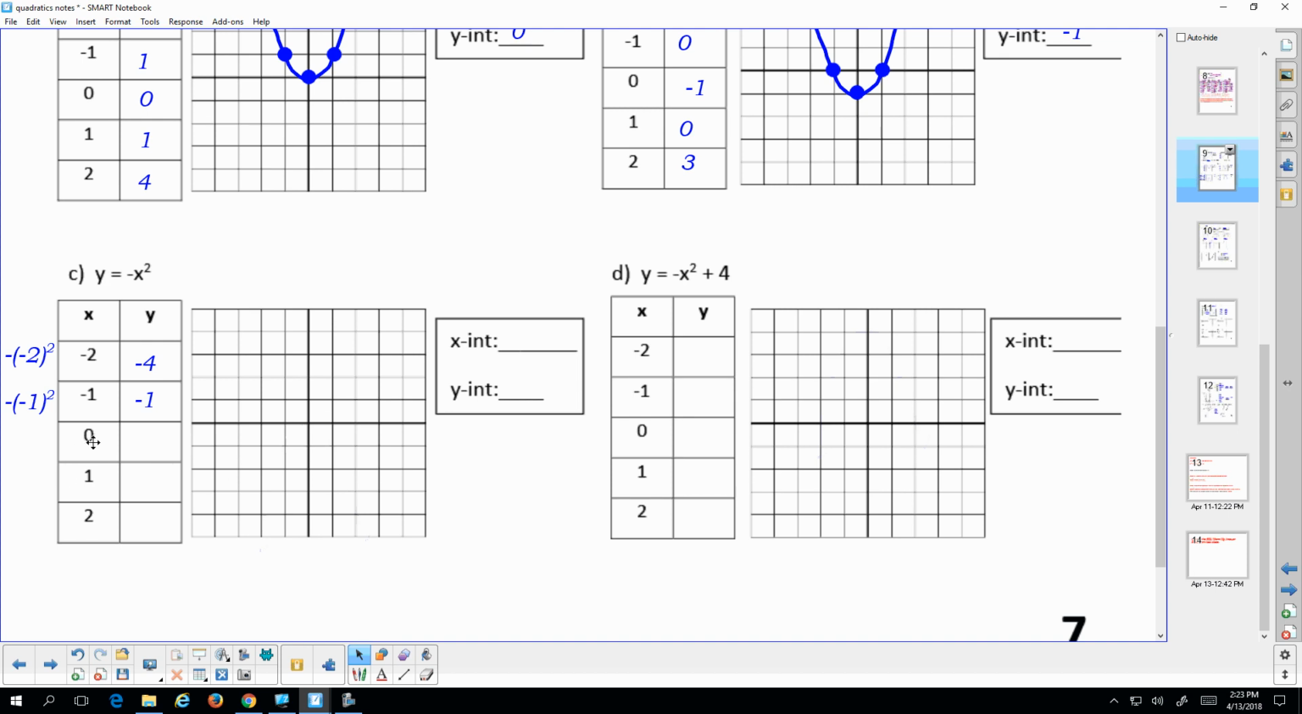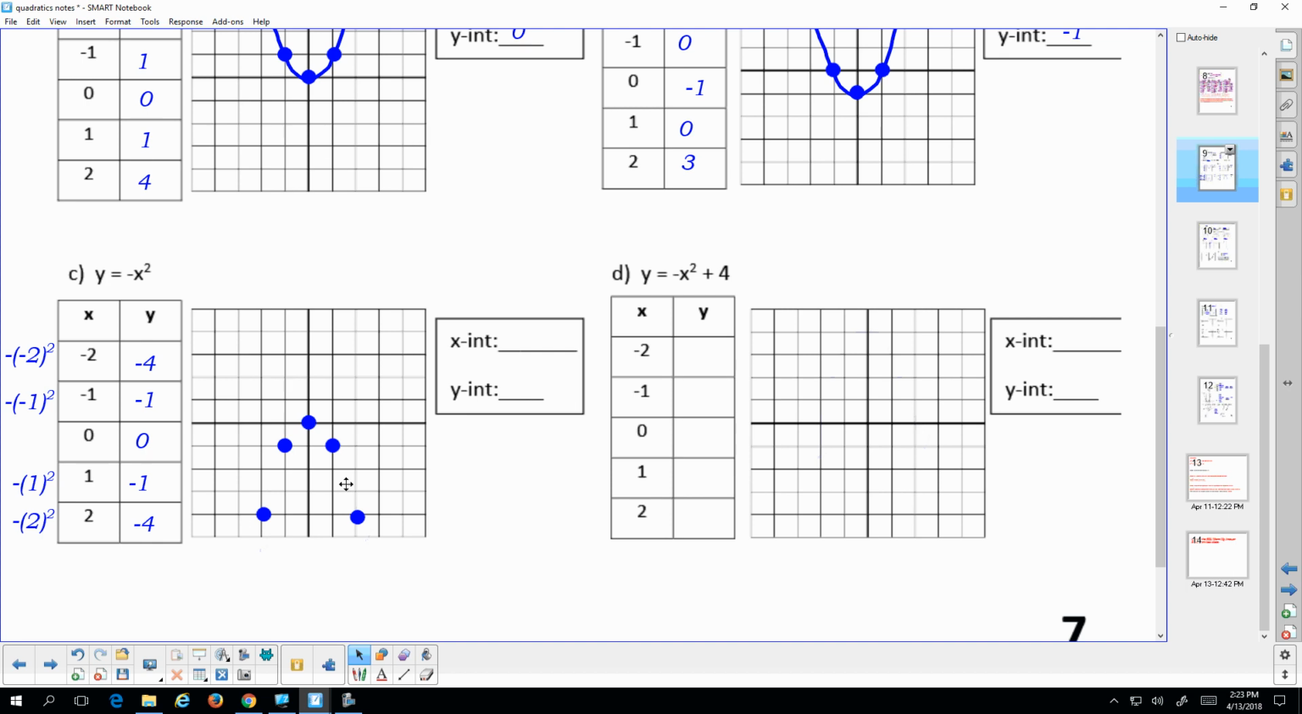0 is kind of nice because when you do 0 squared, it just gives you 0, and then there's no -0. Let's do 1². What's that going to give me? It's going to give me -1. And then let's do 2². What's that going to give me? It's going to give me -4. So now if I plot these points, I have -2, -4. I have -1, -1. 0, 0, 1, -1, and 2, -4.